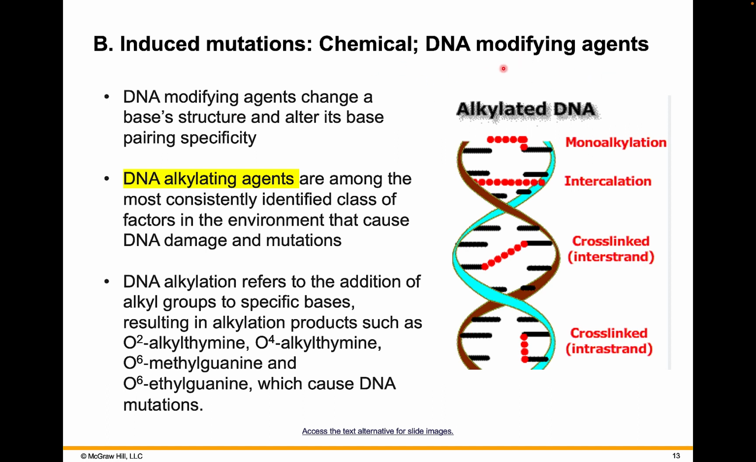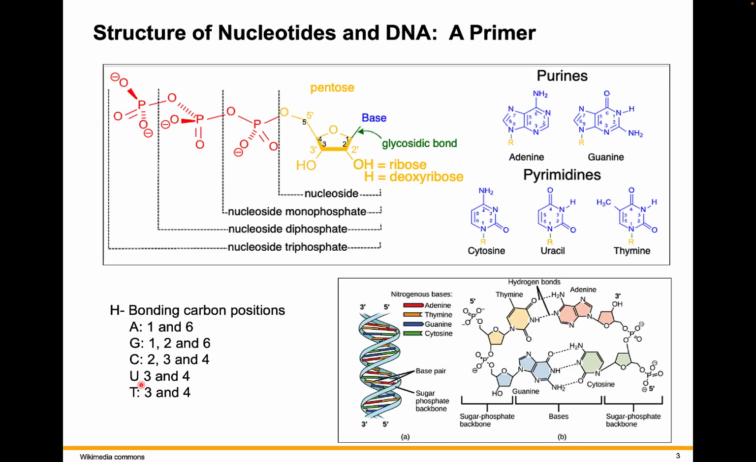On the other hand, the chemicals which are DNA modifying agents, there are different ones. They change a base's structure and alter its base pairing specificity. DNA alkylating agents are among the most consistently identified classes of mutagens. They cause DNA damage and mutations. They basically add alkyl groups to specific bases, resulting in alkylation products. So basically the O2, these numbers basically are the carbon positions, which we saw in the very beginning.